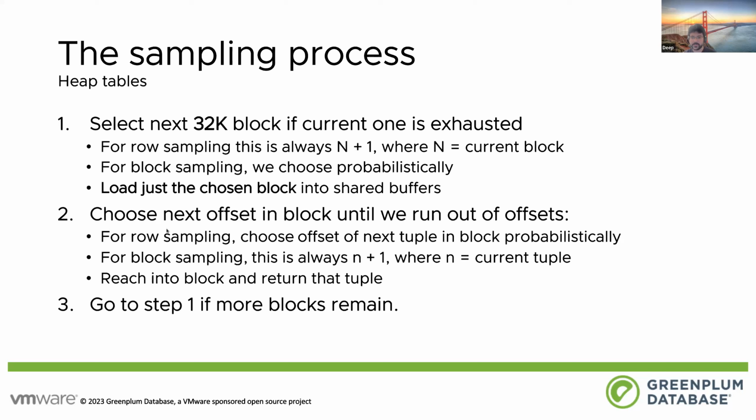Once you do that, inside the block, you can go and pick off offsets. You can say, hey, I want first offset, second offset, 10th offset. That's what row sampling would do. Because with row sampling, each and every tuple you will consider and say, okay, do I want to pick this offset? Yes or no, right? And for block sampling, that's not the case. Once you load the block, every tuple in the block will always be considered. So we return all of the tuples. That's just how the framework is.